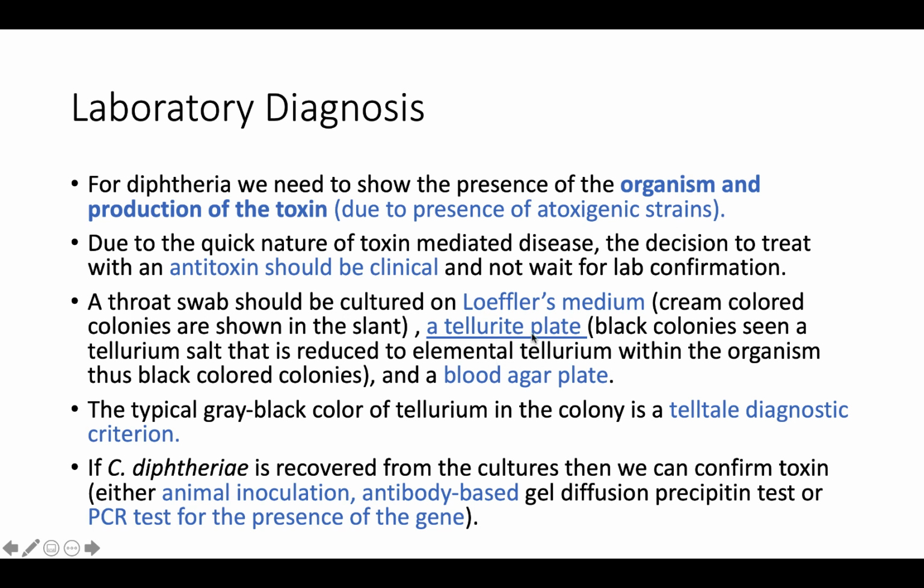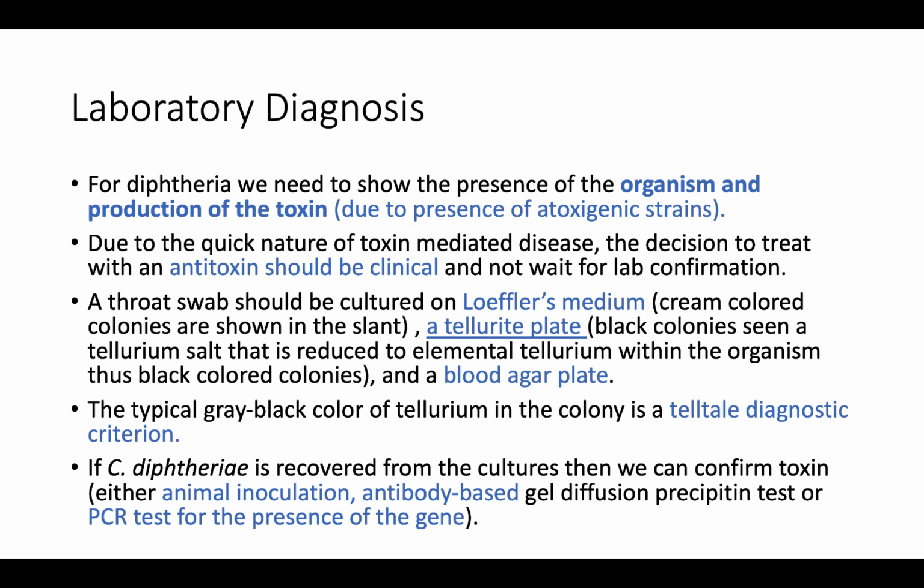One is Tellurite media, and the other is Loeffler's media. So there are clear cream-colored colonies in the slant, or on the Tellurite plate, which can give black colonies due to the tellurium salt that is reduced. You don't need to know this, but you need to know that it produces black colonies on Tellurite plate. This typical gray-black color of the colonies is a very important diagnostic criterion. This again shows up in exams.